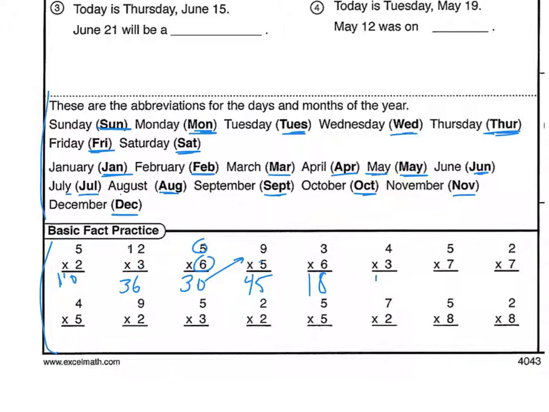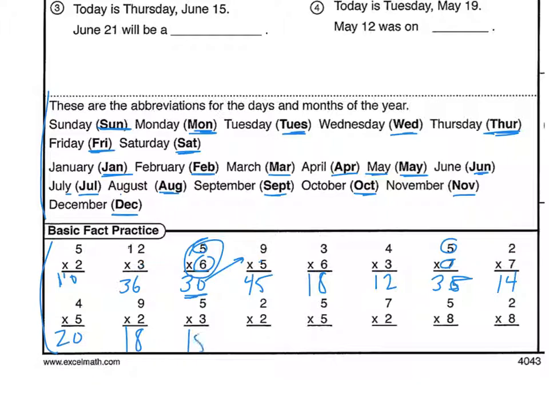4 times 3, 4, 8, 12. 5 times 7, I just talked about that here. 5 times 6 is 30. This is one more 5. It's 7 5s, so it's 35. Oops, that doesn't look like 35. 2 times 7 is 14. 4 times 5 is 20. 9 times 2 is 18.